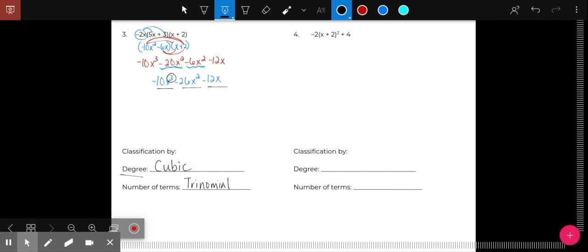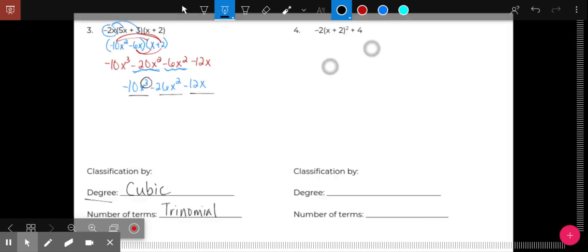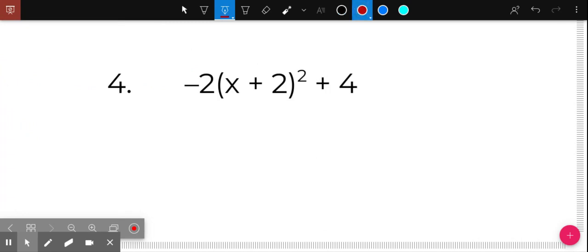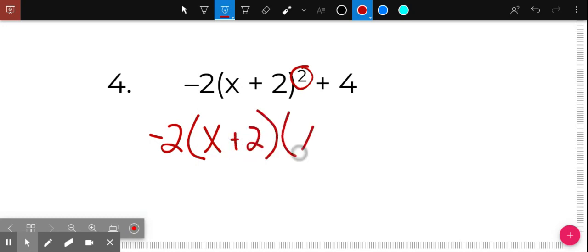All right, last one, number 4. We have negative 2 times x plus 2 squared plus 4. Guys, I'm telling you right now, this one right here is one you will definitely see on a quiz or a test. It's quite a few steps, and it makes you use a lot of skills, so this is one you'll definitely see again. So we have an exponent, so we have to deal with that first. So we just keep that negative 2 up front. We'll have x plus 2 times x plus 2, and I just bring down the plus 4.